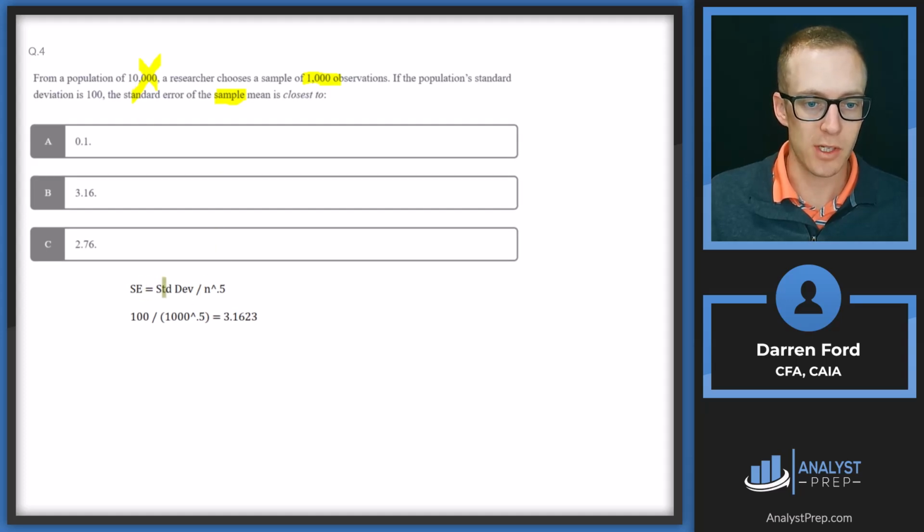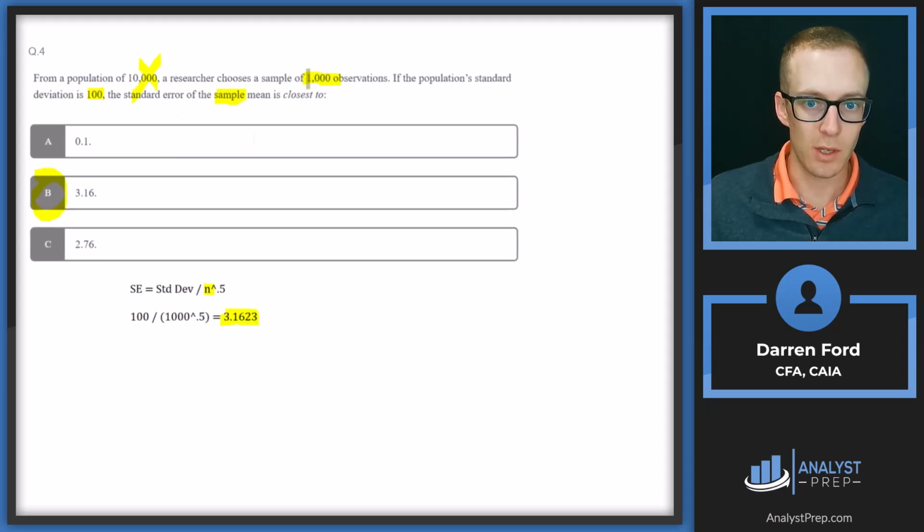So our standard error is going to be standard deviation, which was given at 100, divided by the square root of n. So 1,000, square root of 1,000. And we work that through, we get 3.1623, answer B.